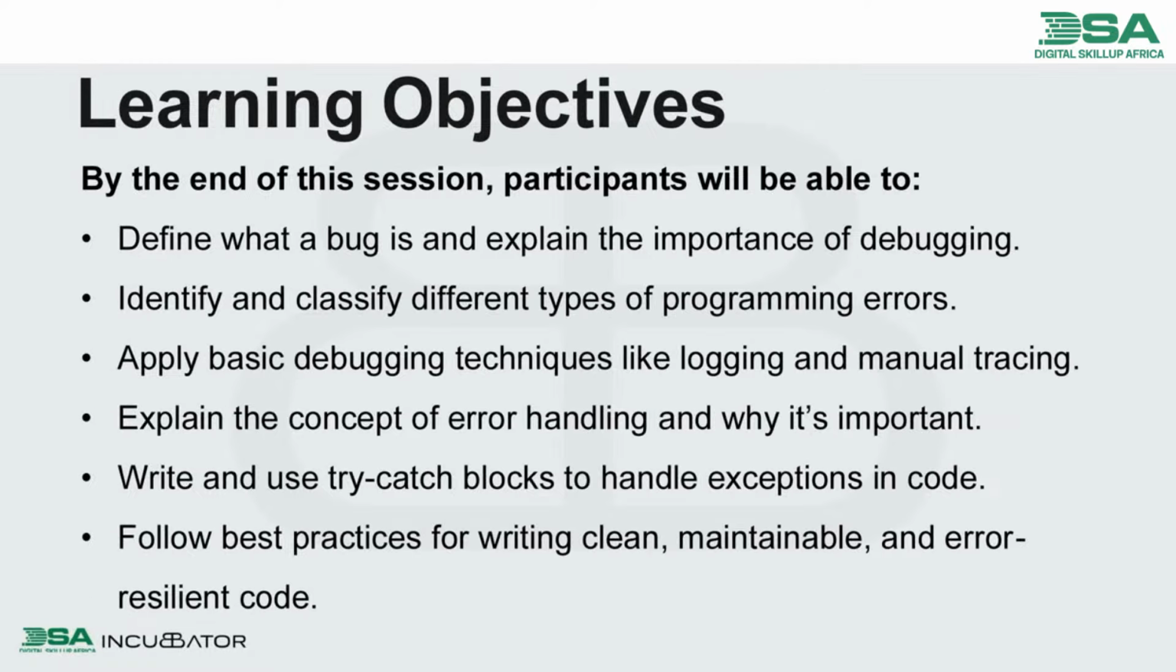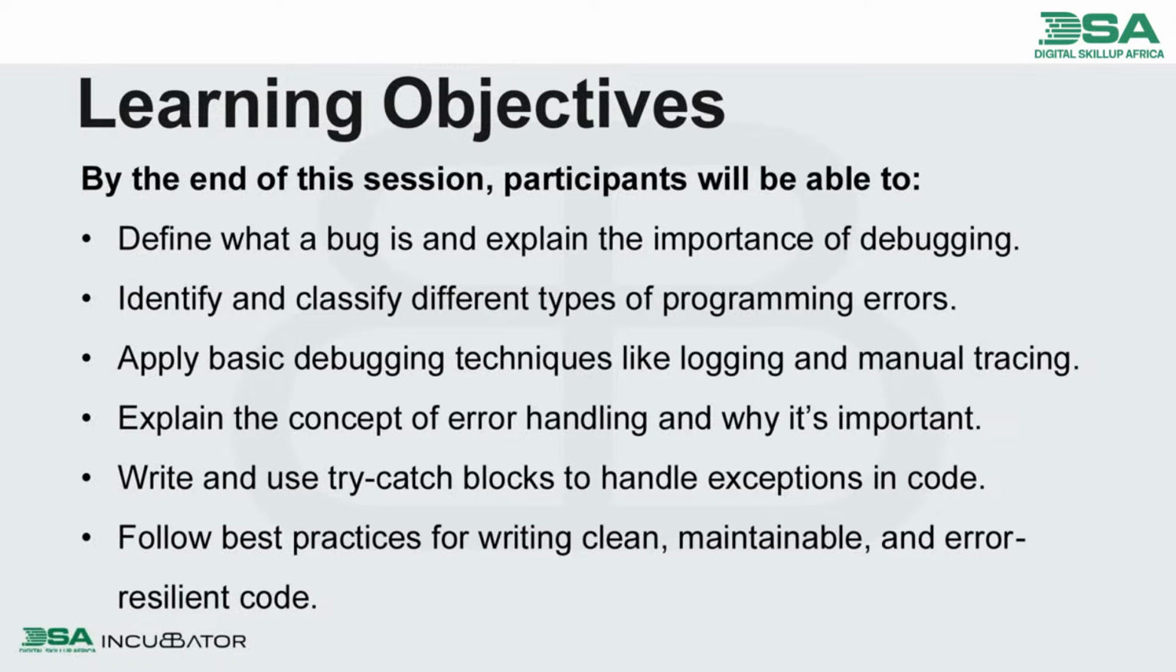So learning objective. What are we going to learn today? So by the end of this session, participants, all of us again, will be able to define what a bug is and explain the importance of debugging. So next, identify and classify different types of programming error. Apply basic debugging techniques like logging and manual tracing. Explain the concept of error handling and why it's important. Write and use try catch block to handle exception. Follow best practice for writing clean, maintainable, and error resilient code.